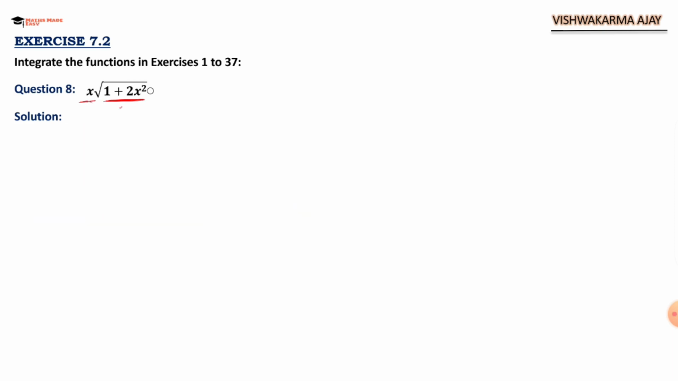But in this case, the power of x is x square. When we take the derivative, the power is reduced by 1, and in that case, we may be able to find the substitution for this one. So we will be trying that one.